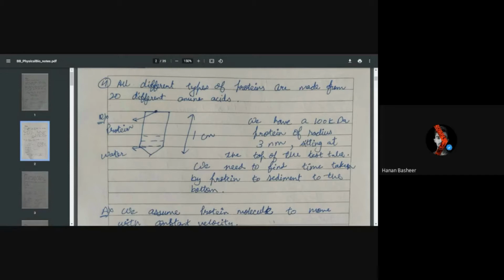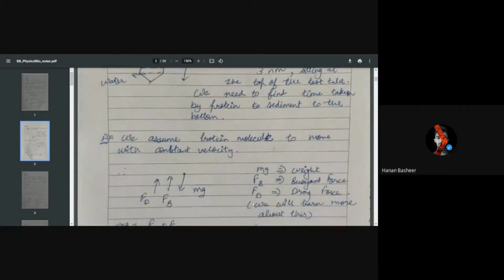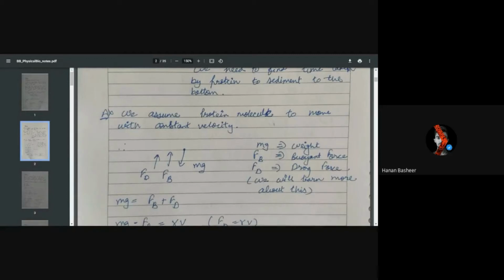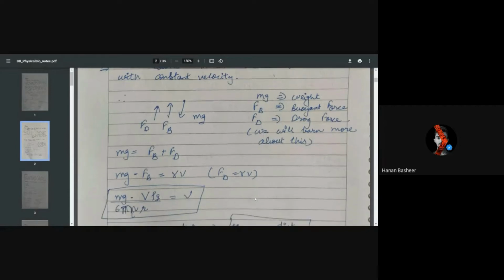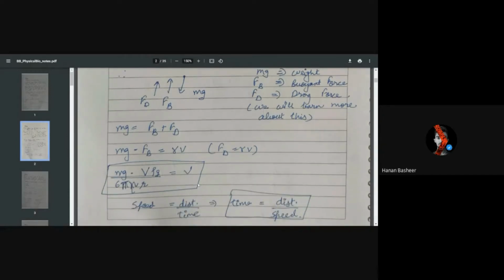We need to find the time taken for the protein to sediment to the bottom. We assume that it is facing a buoyant force towards the top, the mg force towards the bottom, and the drag force towards the top. We are assuming that the mg force is greater than the buoyant force. So when we put it into an equation, we get mg minus Fb equal to gamma v. Gamma is the drag coefficient, and the drag force is proportional to the velocity of the object.